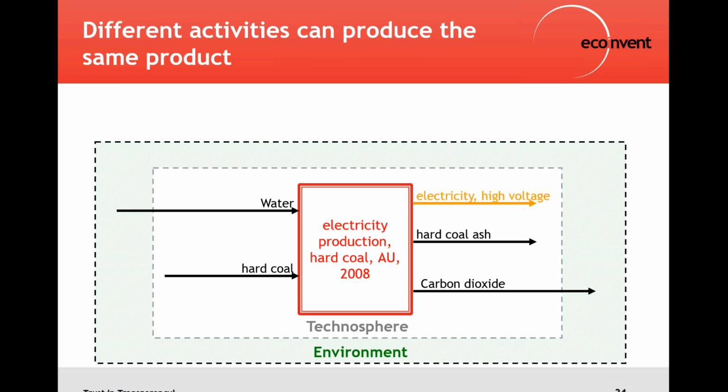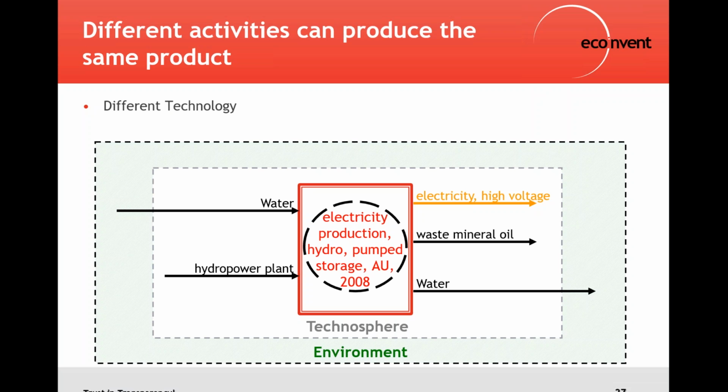As I just mentioned, different activities can produce the same product, different processes can result in the same product. And one of the consequences is that you can filter and group and search for different producers of the same product, and these producers can be different because they have different geographies. Like in that case, we are following electricity production, hard coal in Australia, but we can have the same type of electricity production in Russia, and yet the resulting product will be the same. But different activities can be producing the same product because they are representing different technologies. Of course, there are various ways of producing electricity, and we have been following this electricity production with hard coal, but electricity can also be produced with hydro pump storage or nuclear or natural gas or many others.